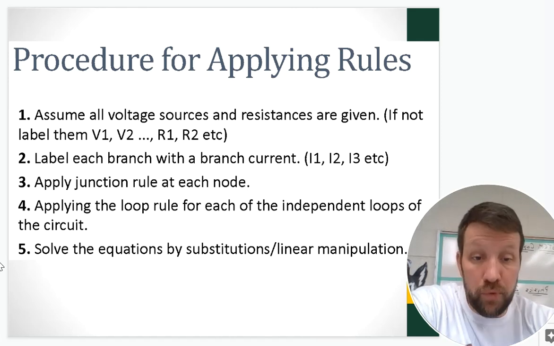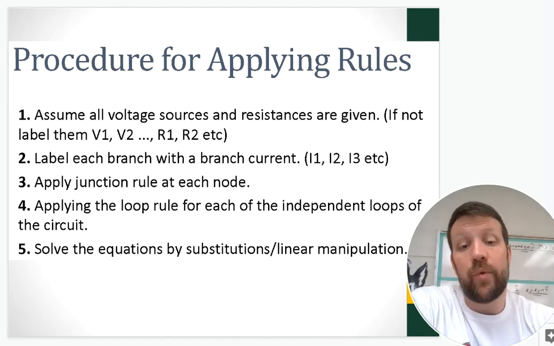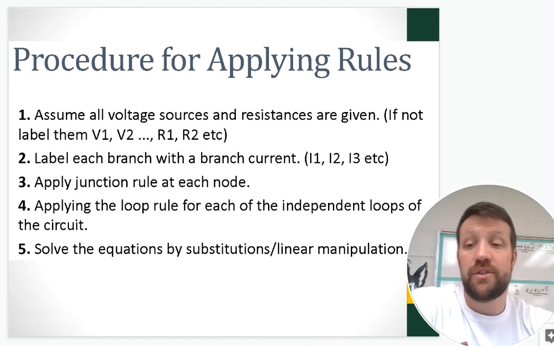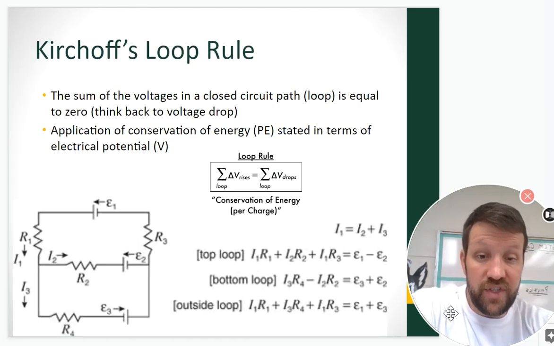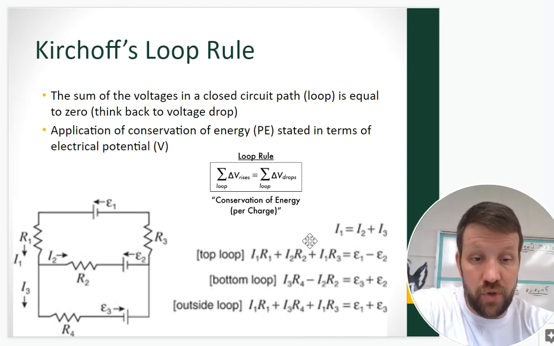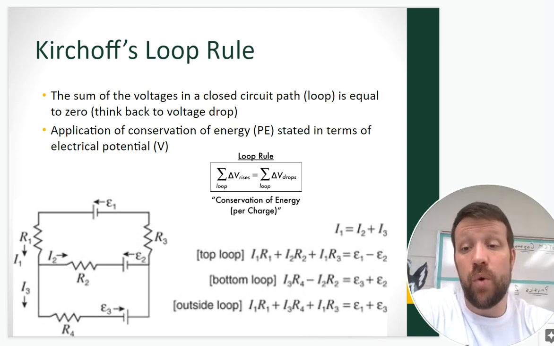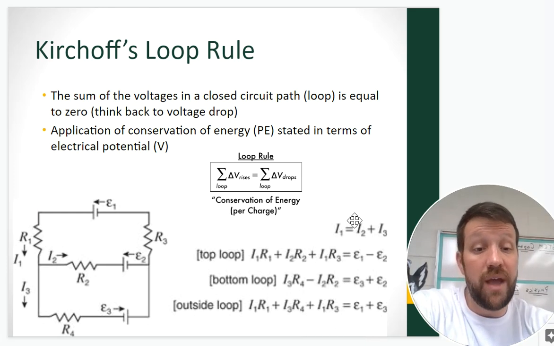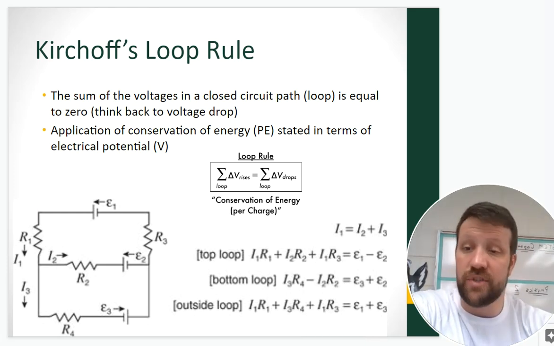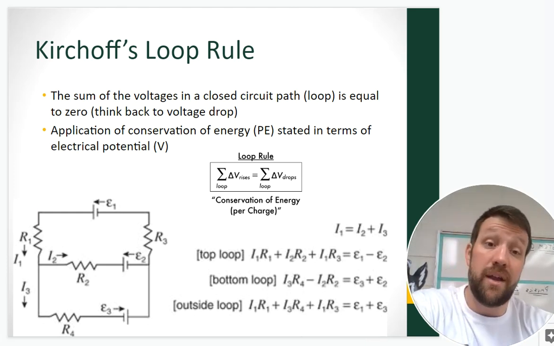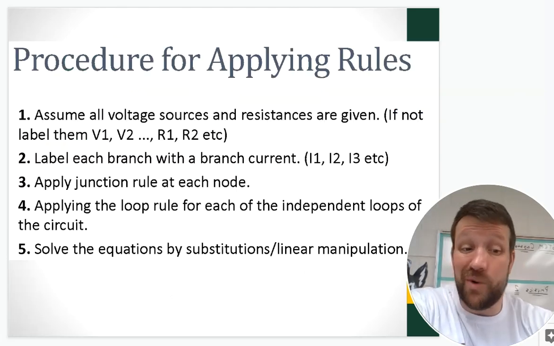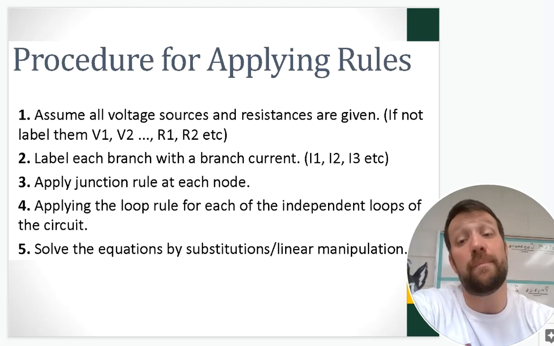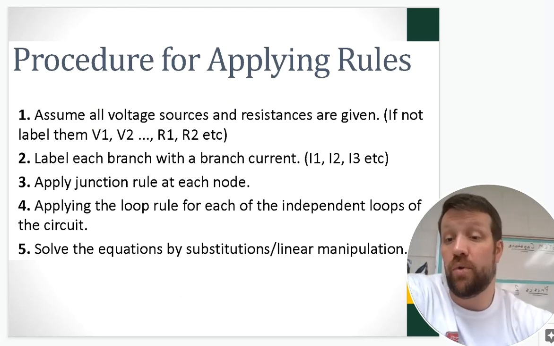Then we're going to apply the loop rule for each of the independent loops in the circuit, and we're going to solve the equations by substitution and/or linear manipulation. We're back to our algebra here. And you see, we've defined these loops overall, and this is what will allow us to solve for this. And once we have all of these different things together, we can do some substituting and so forth to make all this work. So that's our procedure for applying this. This is something we're going to want to note, and this is going to be kind of our problem-solving procedure for this unit. That's really important.